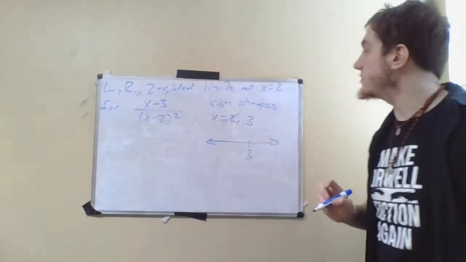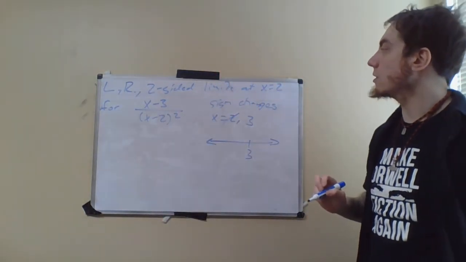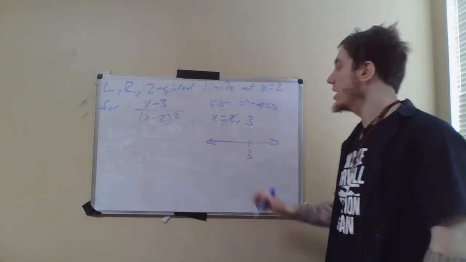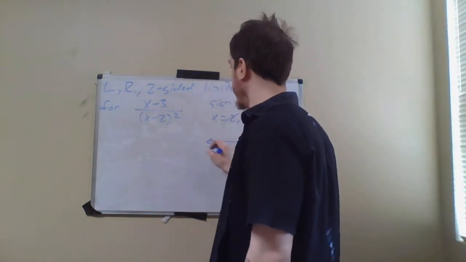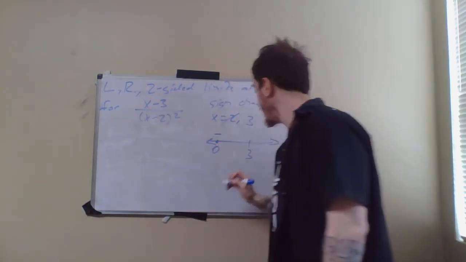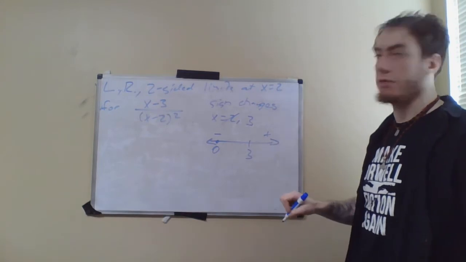And so then I just need to figure out, is this thing positive or negative at one point over here. Again, if I pick, let's say, x equals 0, -3 over -2 squared, it's going to be negative there, so it's positive over here on the right.